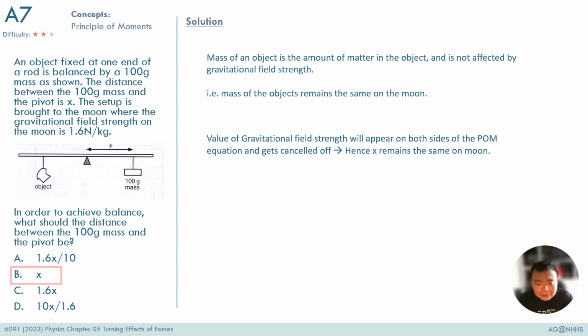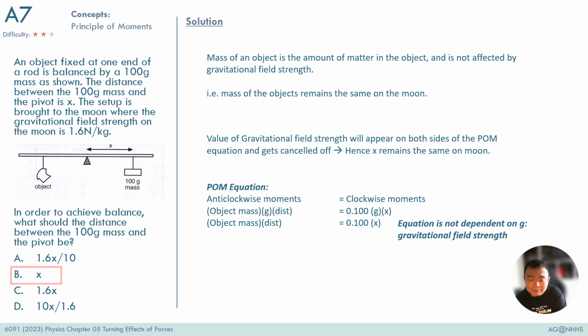Okay, I will give an example. As you can see here, when we use the POM equation, the anti-clockwise moments equal the clockwise moments. I tried to put in words to explain the equations. So on the left, you have mg. Mg is the weight of an object. So the weight of the object is the force that creates the anti-clockwise moment. So I put in mass times g, and of course a perpendicular distance on the left.